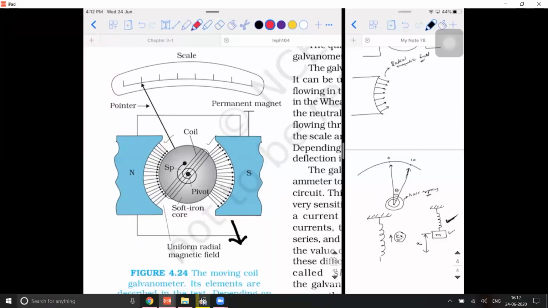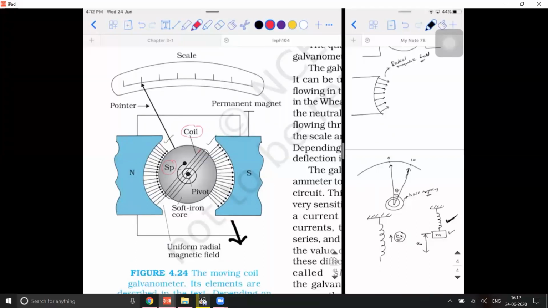Then you are able to see a coil here. The coil part is written here, and I've shown you the copper portion. And there is something like SP written, no? That SP is called the hairspring. It will try to bring the coil back to its original position.